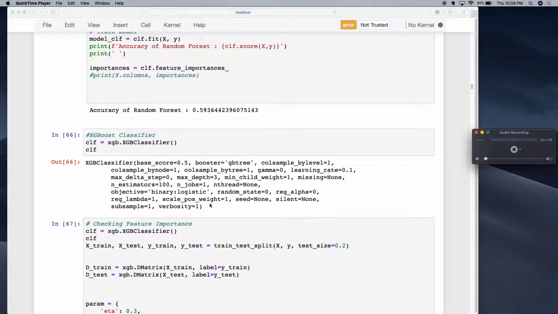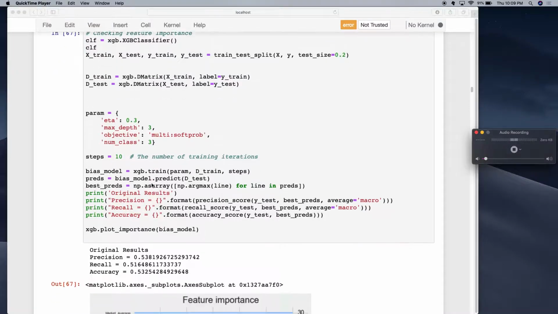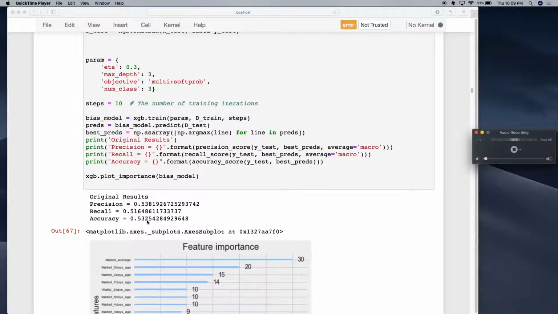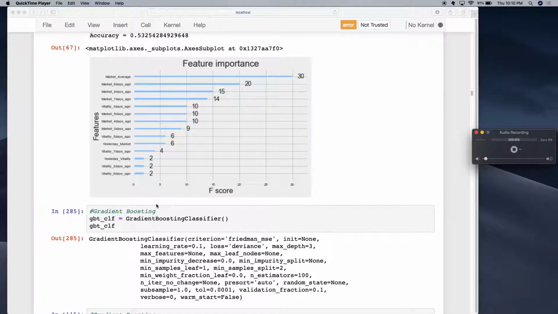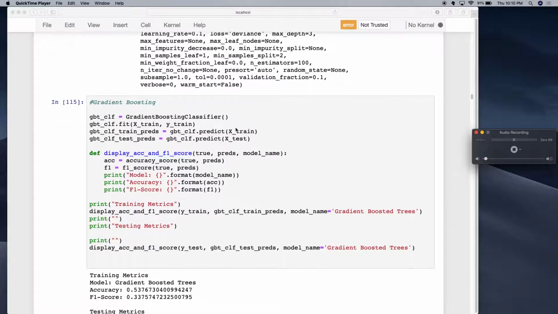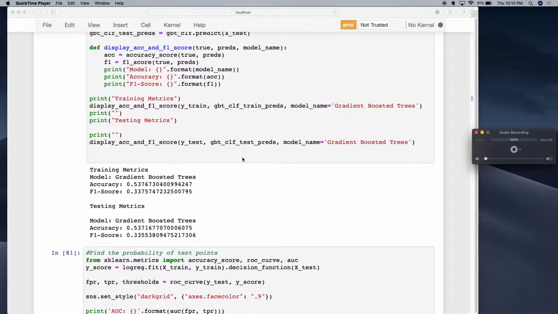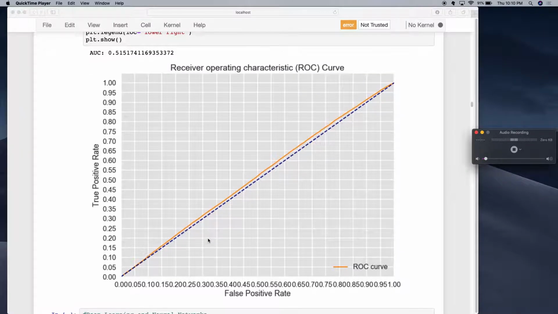XGBoost actually did about the worst at 53.2, which is kind of unusual because in the market it's got a little bit of prestige behind it and usually does pretty good, but perhaps this data set wasn't too complicated. Looking at the receiver operating characteristic, we're looking about the same as 50%, but one would expect that with a curve like this because we are predicting stock prices.